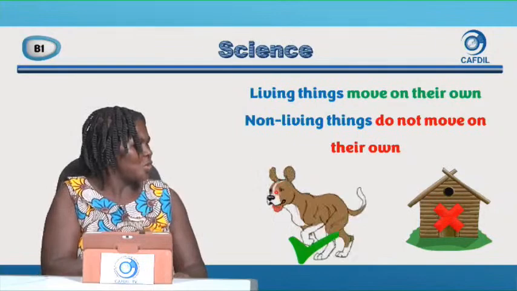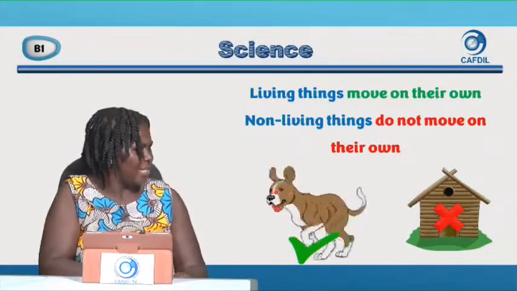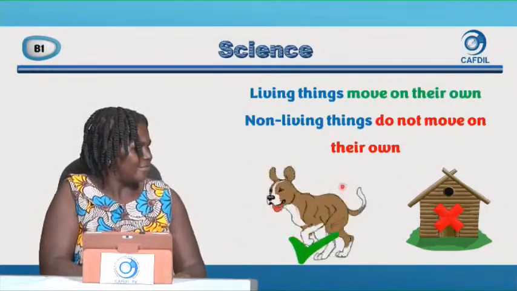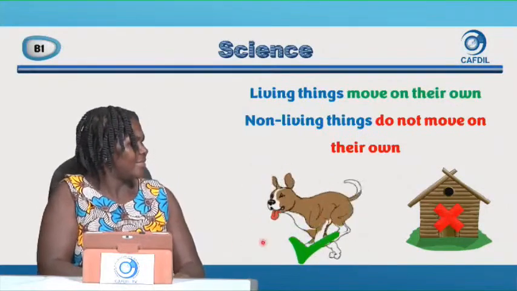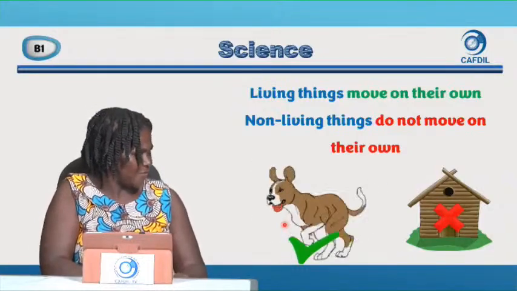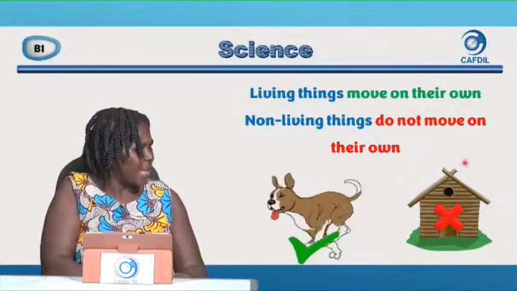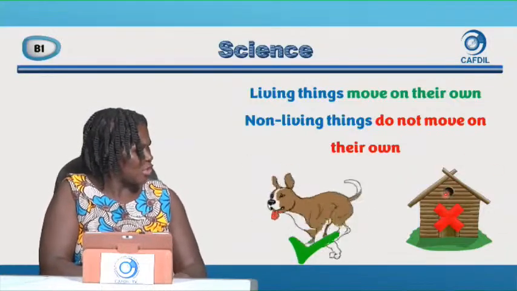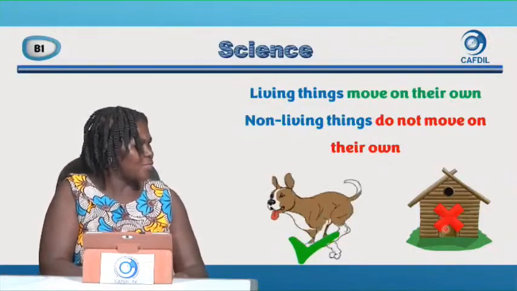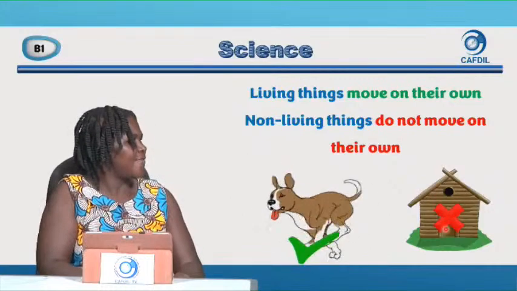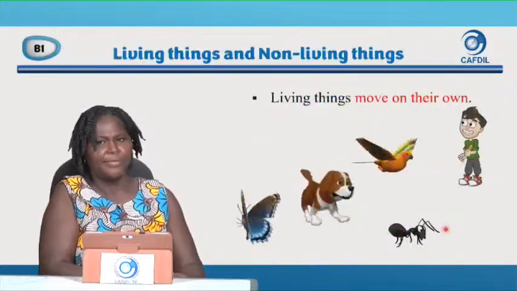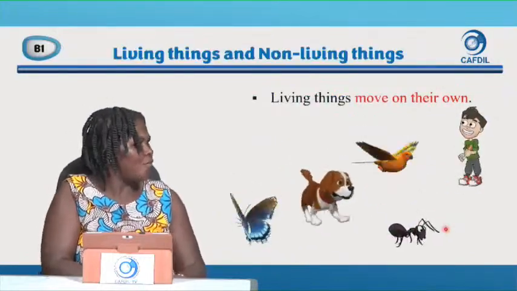Non-living things do not move on their own. Now you can see the dog running. The dog is an animal and it is a living thing and it moves. Now look at this house. It does not move on its own. So living things move on their own. Non-living things do not move on their own.